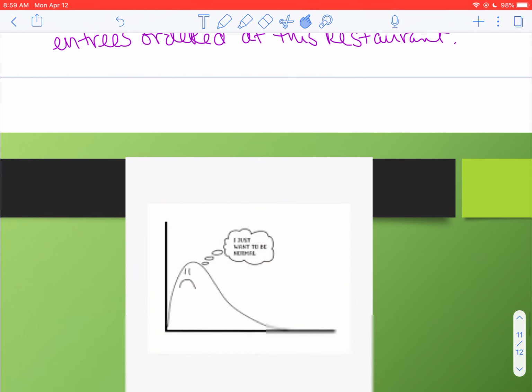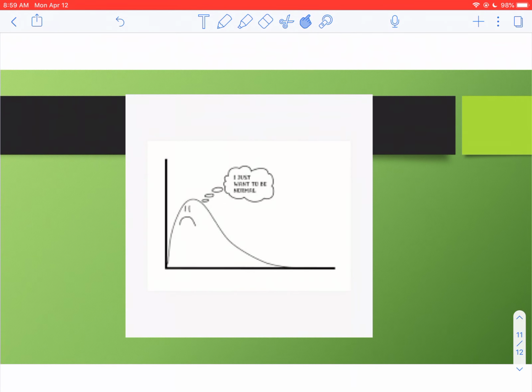All right, I will leave you with poor little skewed to the right, chi-squared. He just wants to be normal. Don't we all? Bye, guys.